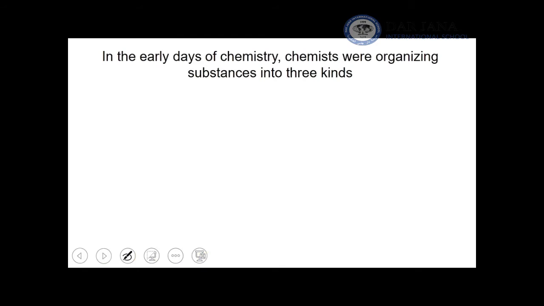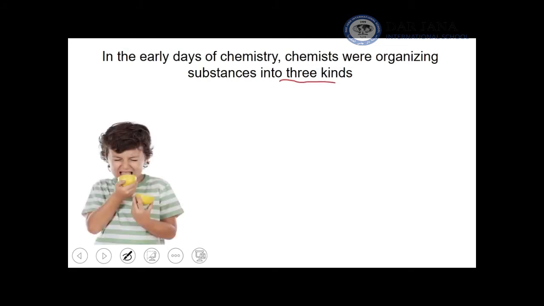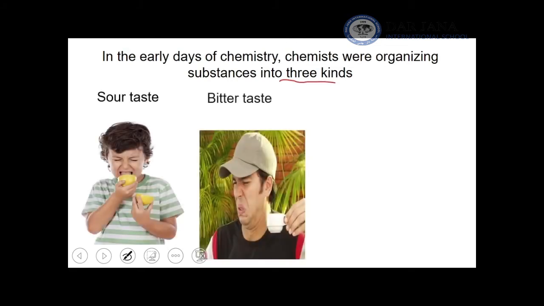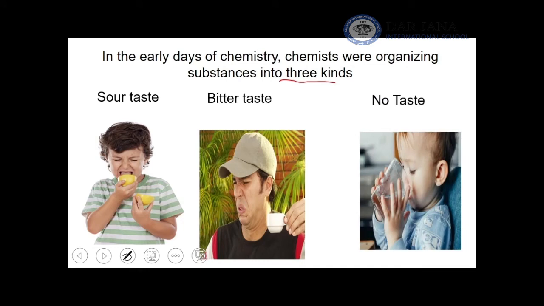So basically we have three kinds of substances: acids, bases and neutral substances. These three substances could be identified by their taste. Acids have a sour taste, and this is the first thing that comes into our mind when we hear the word acid. Bases have a bitter taste, and finally neutral solutions have no taste.